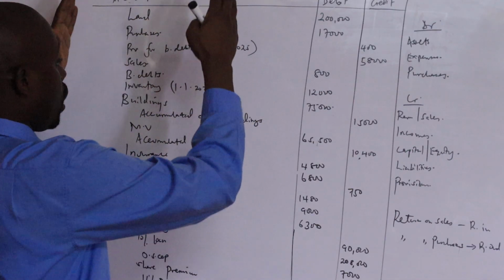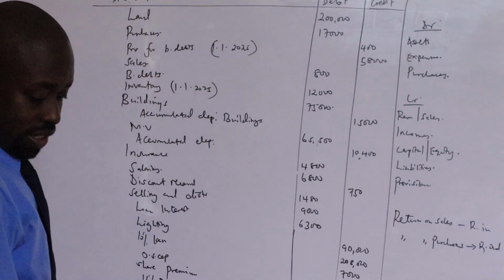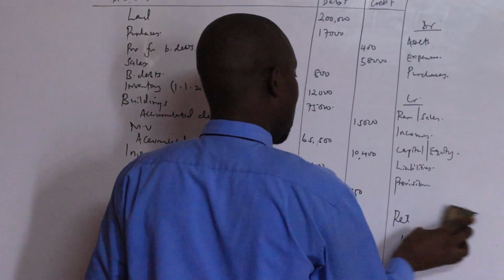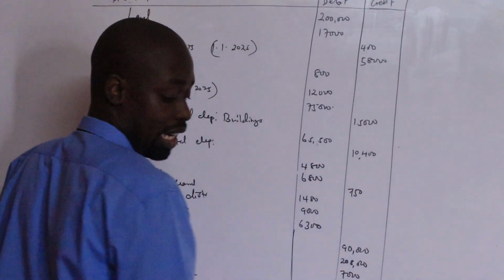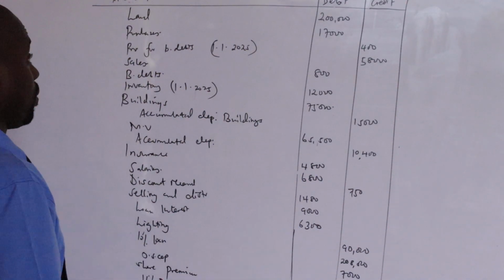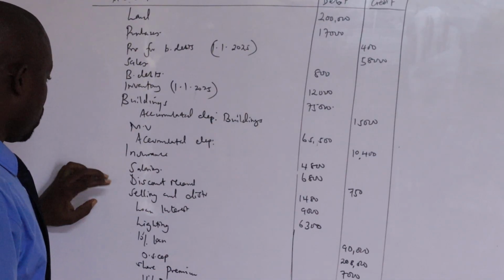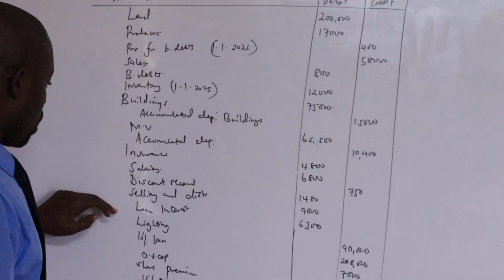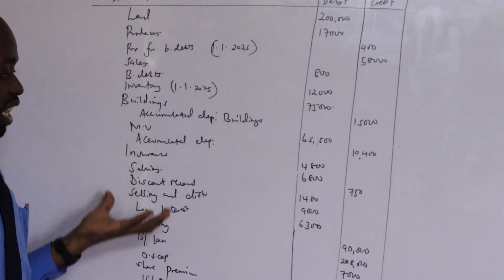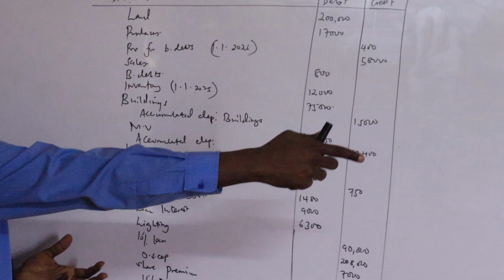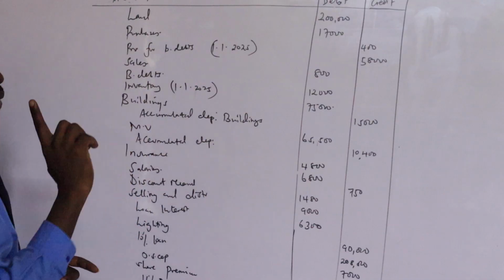Now, we have what we call cash expenses and non-cash expenses. Cash expenses on the trial balance are those that have been paid. Examples are insurance, salaries, selling and distribution, and loan interest. Any cash expense, that is, any expense we have made in the cash book where money is paid out and is appearing here, just know that the amount you are seeing here has been paid.